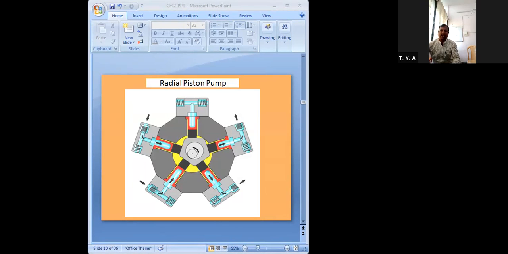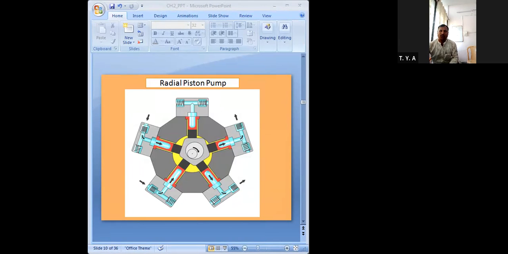During the downstroke, each piston is connected to the fluid inlet, and hence the fluid is drawn inside this cylinder.